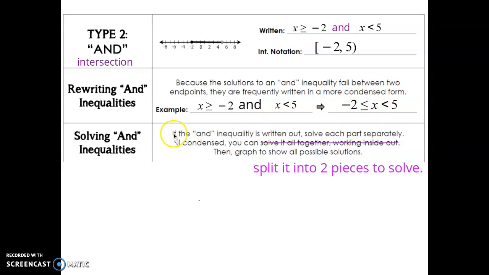Okay, so some directions. If the "and" is written out like this one, then solve each part separately. If it is condensed, I do not want you to follow these directions. Most people find that to be very complicated and they make a lot of mistakes. So I want you just to scratch that out. And if it is condensed, you can split it into two pieces just like this and solve it from there. And then just like before, we're going to graph to show all the possible solutions. And then we're going to write our answer as an interval.